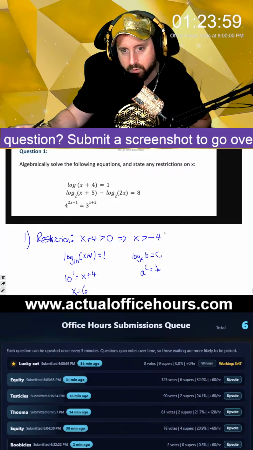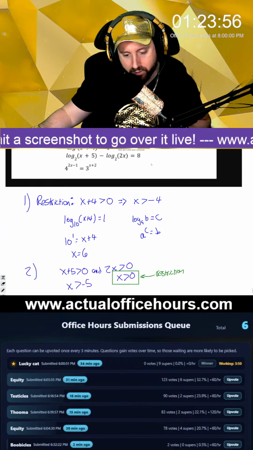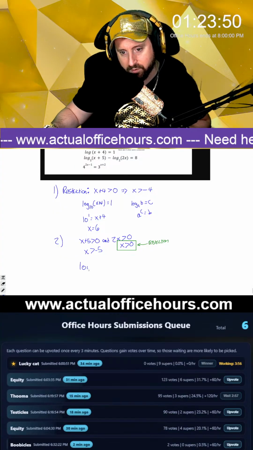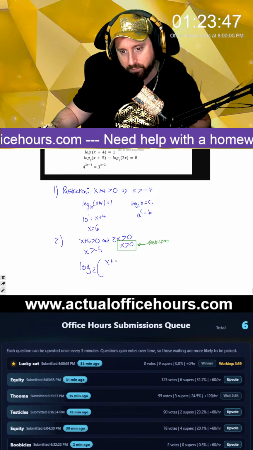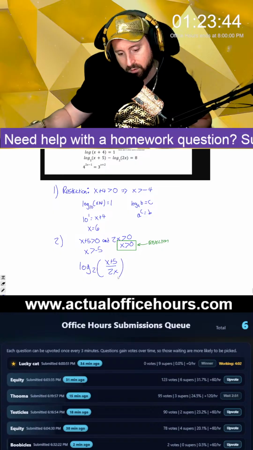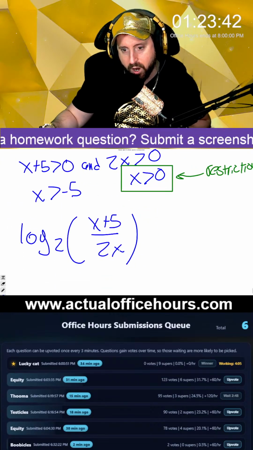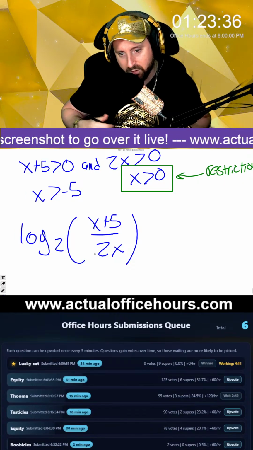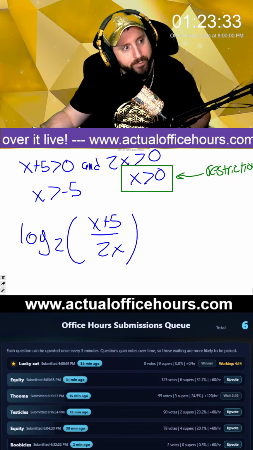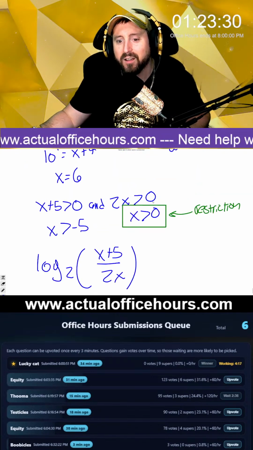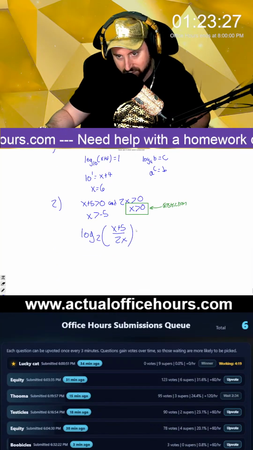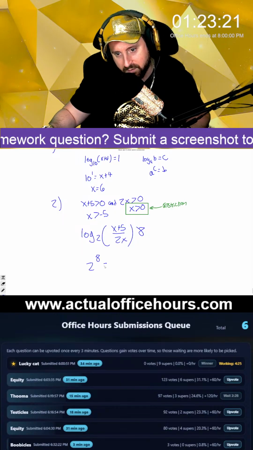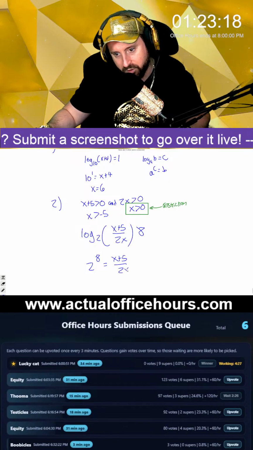Okay, so let's go figure this out. The cool thing is, if you have 2 logs that are subtracting each other, you can write them as a single log where they're dividing on the inside. So this is the same thing as log base 2 of x plus 5 over 2x. And this shows some cool things, right? This is why x can't equal 0. Because then you'd be taking the log of infinity, which is not good. You don't want to ever divide by 0. Okay, so this is equal to 8. Then I can do the exponential form again and just say 2 to the 8 is equal to x plus 5 over 2x.